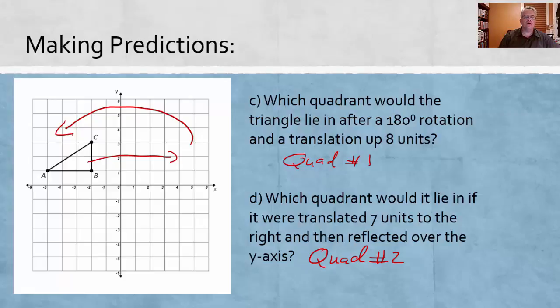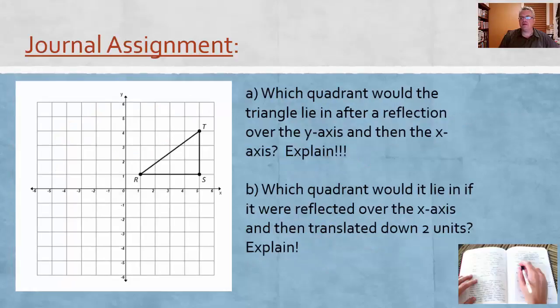Okay, it's time for you to try your hand at this. So here's our triangle. We're going to start with RST. And for the first one, which quadrant would the triangle lie in after a reflection over the y-axis? And then take what you get and reflect it over the x-axis. So tell me where it would end up and explain just a little bit. Write a sentence or two. Then, which quadrant would it lie in if it were reflected over the x-axis first, and then translated down 2 units? Write a sentence or two explaining it.